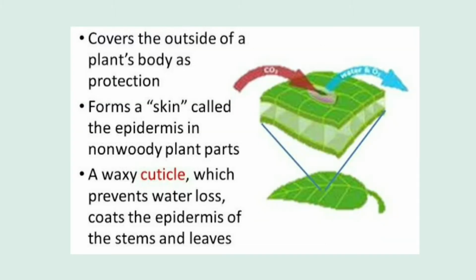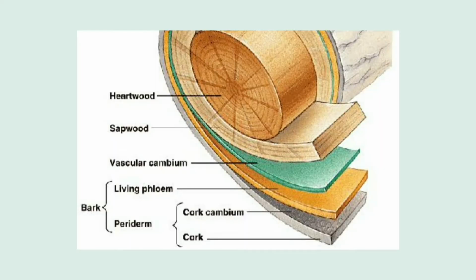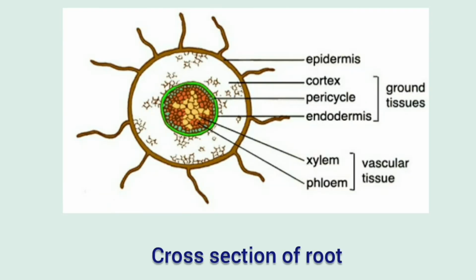It controls interaction with the surroundings. The tissue protects the plant from injury and water loss. It is there in all plants except in woody trees, where instead of this there is a bark. The bark is called the periderm. So periderm is ground tissue plus the vascular tissue.